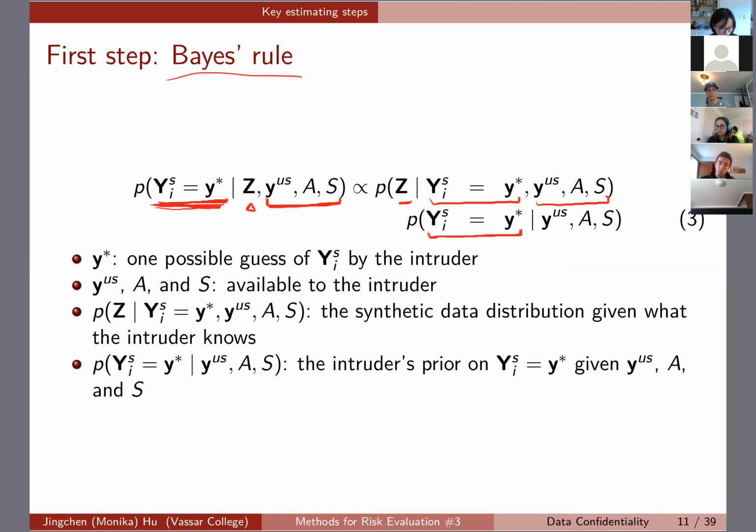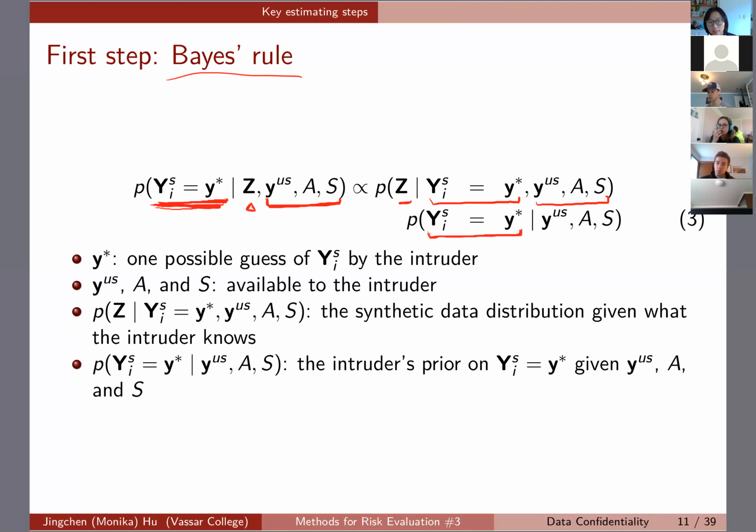And notation-wise, we're using Y star to represent one possible guess of YIS. If we come back to the example I was saying, if it's a univariate categorical variable, you have 6 different guesses for a categorical variable with 6 levels. So Y star would just be one of them. Essentially we're going to evaluate all 6, because we want to know whether the true one will have a really high chance to be guessed correctly.